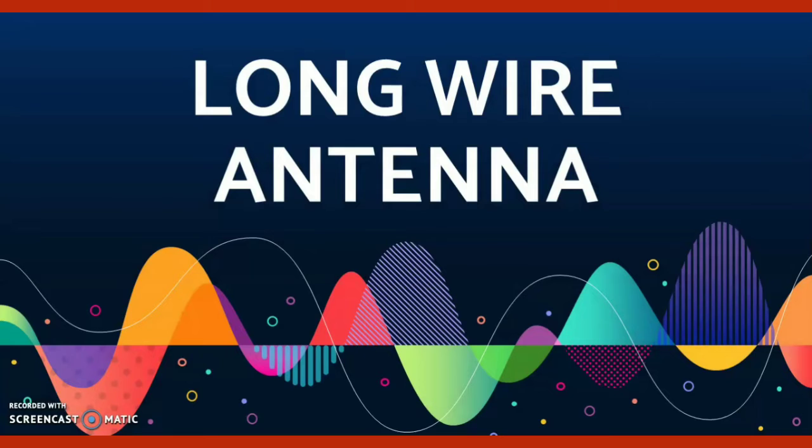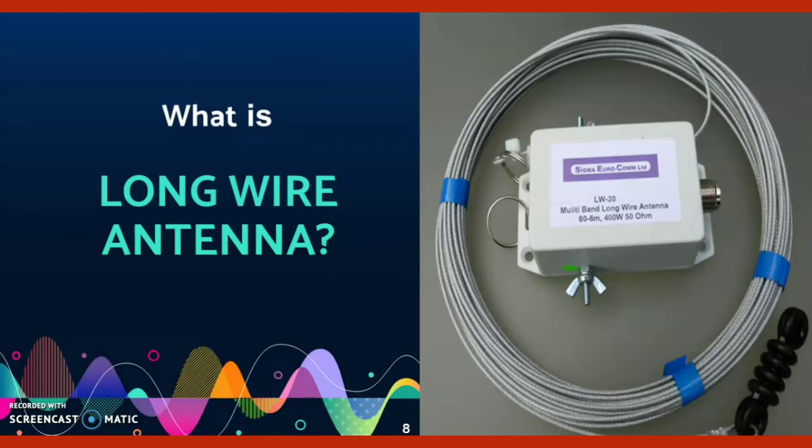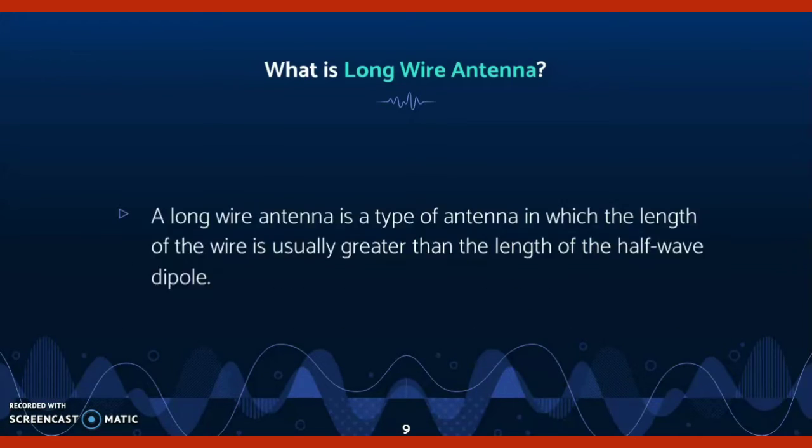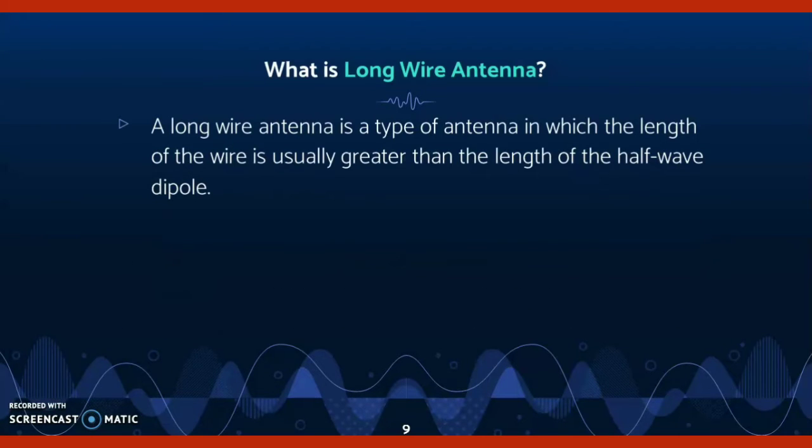Next is the long wire antenna. What is long wire antenna? A long wire antenna is a type of antenna in which the length of the wire is usually greater than the length of the half-wave dipole.